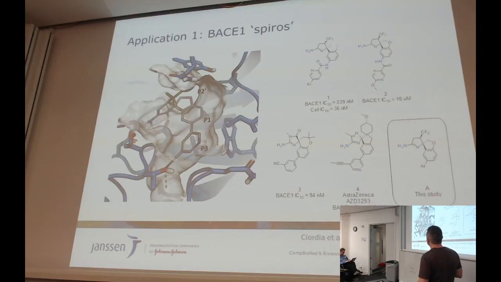BACE interacts, this protonated, positively charged amidine group interacts with the two catalytic aspartates, and then you have the usual peptidic side chain pockets, P1, P3, and so on, and P2 primed on the other side. I'll be mentioning those quite a bit.